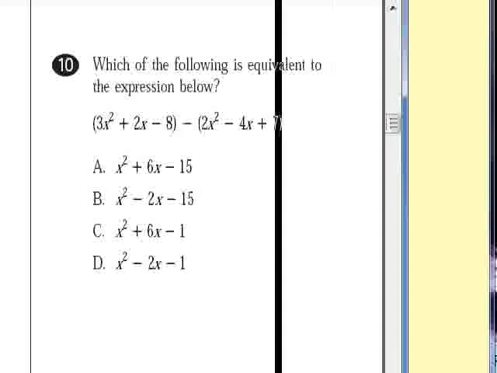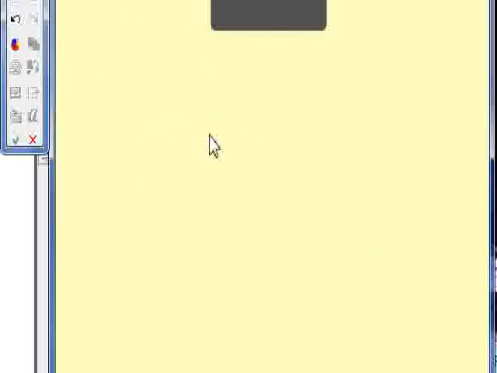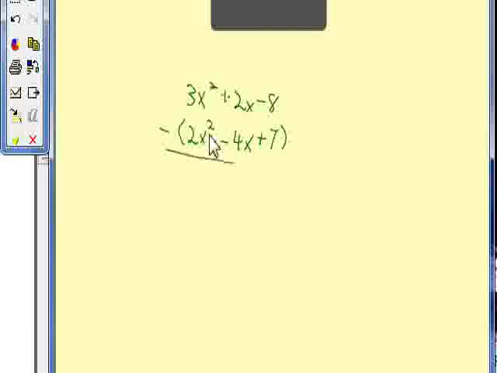Okay, maybe not so much. I'll bring this over. I need to clear this out, I think. Alright, now that I have a clean slate and a clean sheet of paper, this is what I have: 3x squared plus 2x minus 8 minus, in parentheses, 2x squared subtract 4x plus 7, close parentheses there.